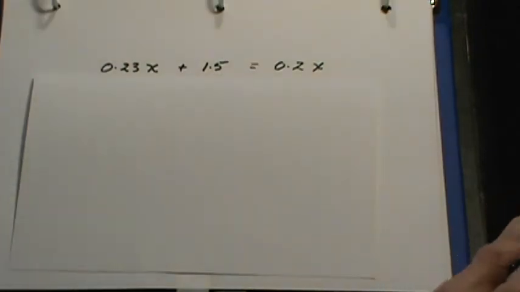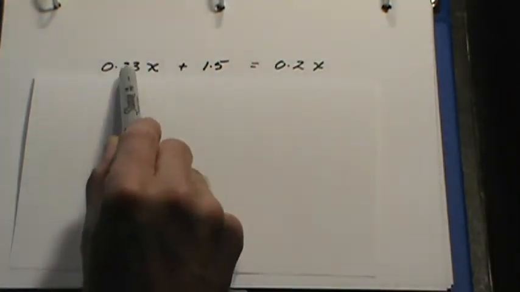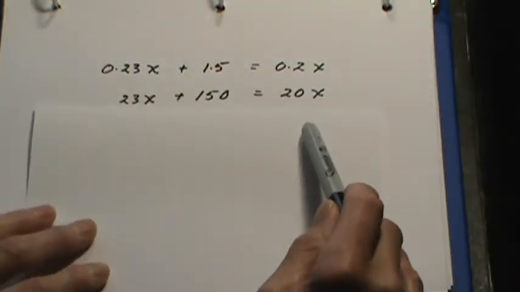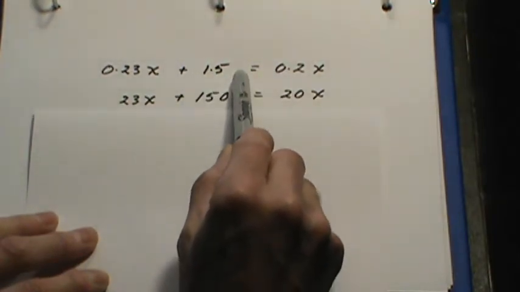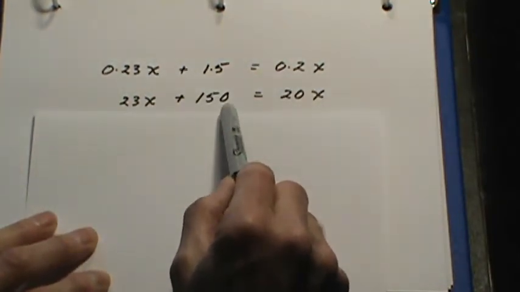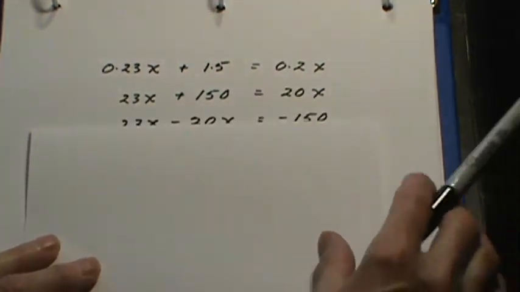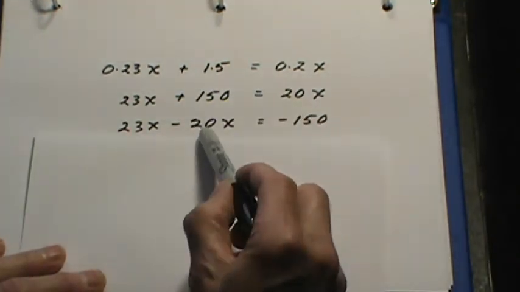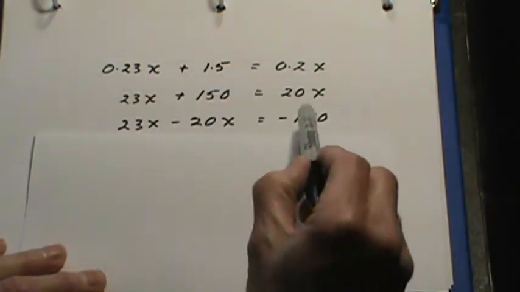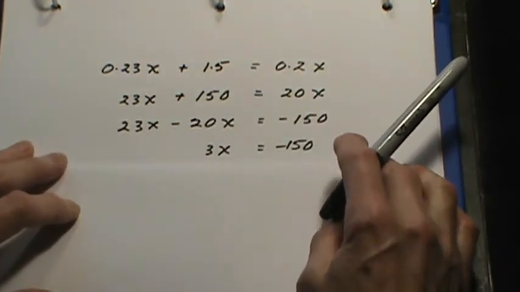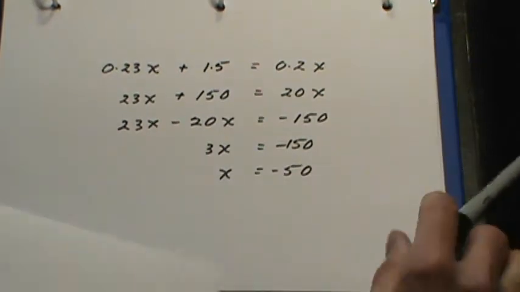Here's another one with decimals. Again, you might as well get rid of the decimals right at the beginning. This one has 2 decimal places, so I'm going to multiply everything by 100. If I do that, this will become 23x. This will move 2 places. Remember, I'm multiplying by 100, so it becomes 150. 2 places here, that will be a 20. And then once again, move the 20x to the left side, make it negative. Move this over as a negative. Simplify the x's, divide by 3, and we've got negative 50.